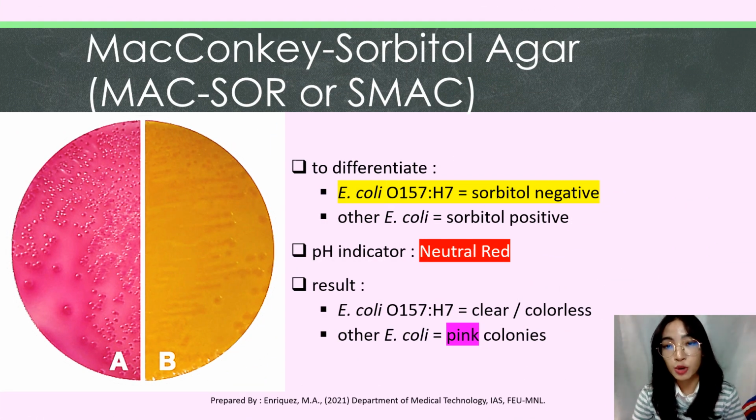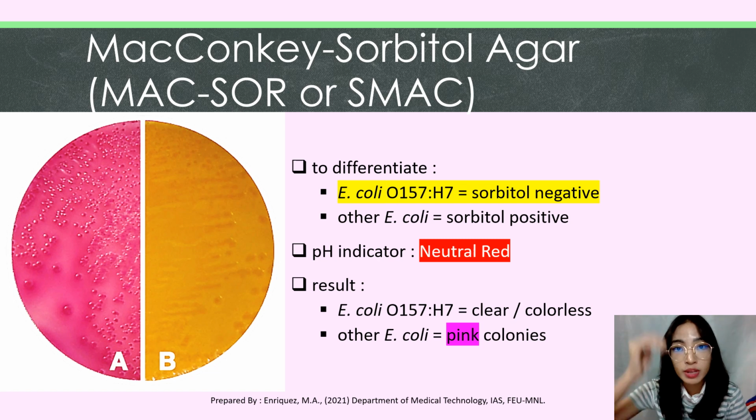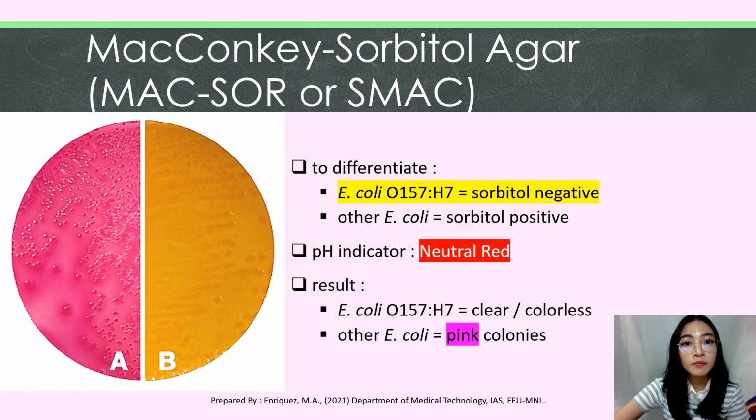First up is the MacConkey sorbitol agar, or the MAC-SOR, or the SMAC for short. This was formulated by removing the lactose and replacing it with sorbitol in the original MAC formula for us to be able to differentiate EHEC, or the E. coli O157:H7, from all the other E. coli strains. Because O157:H7 cannot utilize sorbitol, but the other E. coli strains can utilize sorbitol. So, positive isolation of O157:H7 would show us clear, non-sorbitol fermenting colonies.